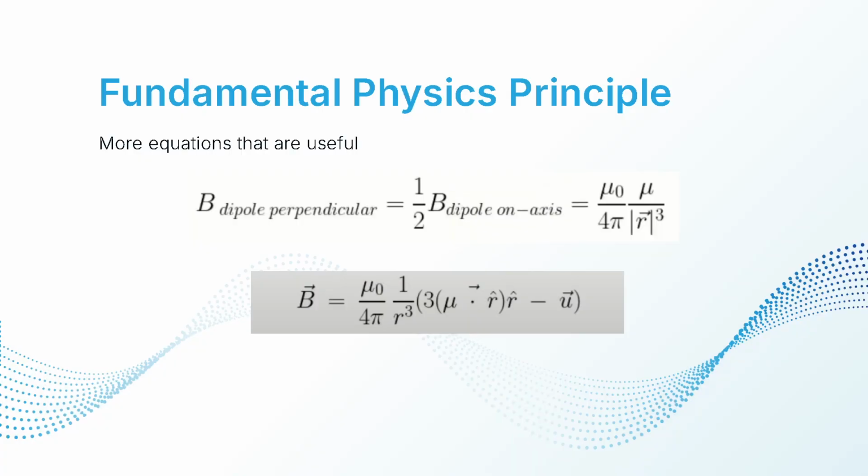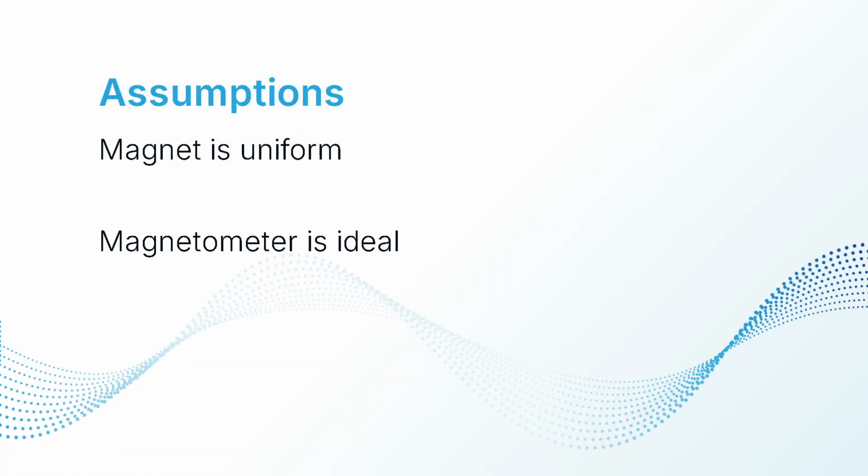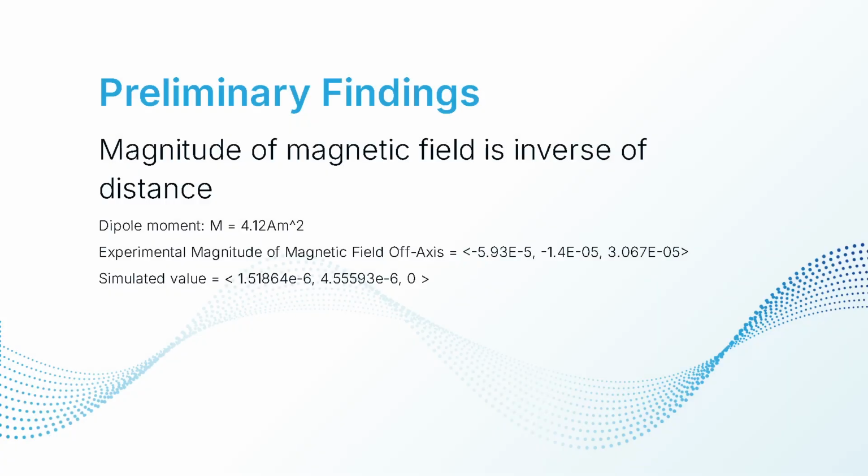Some more useful equations, especially for this lab, are this right here for a perpendicular dipole versus an on-axis one. It seems that on-axis is just two times what perpendicular is. Then you have this bottom one, which is just the general magnetic field equation that we're going to use in GlowScript. Some assumptions you have to make are that the magnet is uniform and perfect, I guess ideal, to make it a perfect magnetic field, and that the magnetometer is an ideal, perfectly working one.